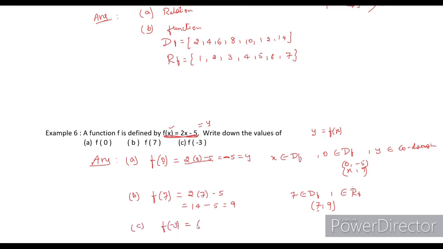Now f of minus 3. 2 into minus 3 minus 5. So this is minus 6 minus 5, which is minus 11. Now the mapping is from minus 3 to minus 11. Independent variable and this is the dependent variable.